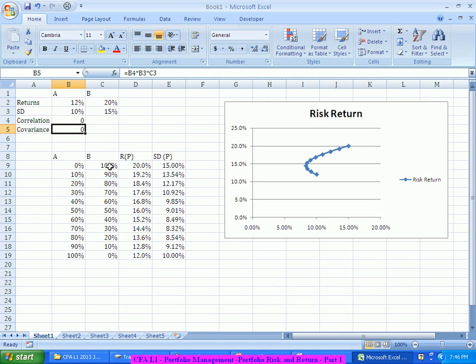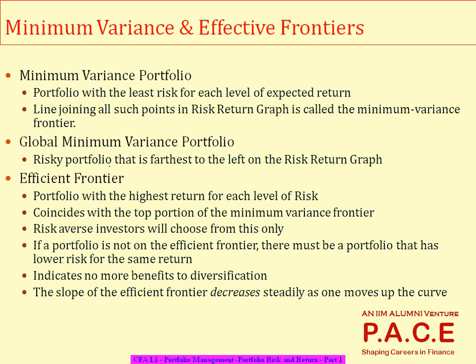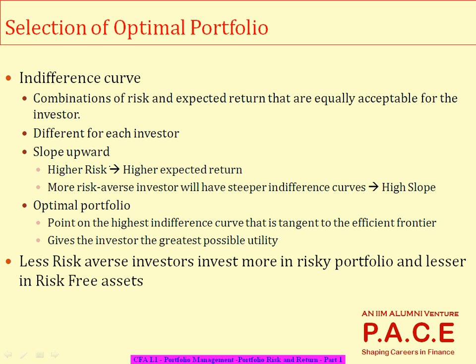Individual risk-taking levels are different for each investor, so I need to clearly identify the risk-taking level of each investor. That comes from what we call indifference curves. Indifference is nothing but neutrality. The investor is neutral. So for what combination of risk and return is the investor neutral?